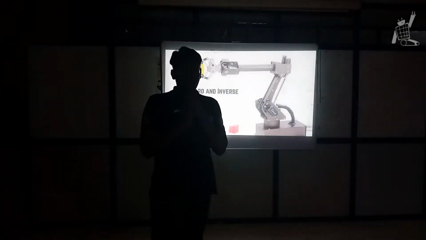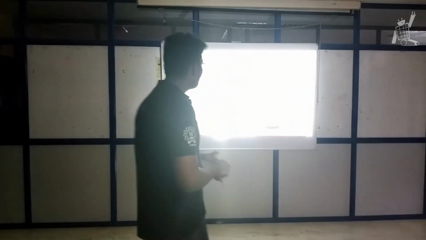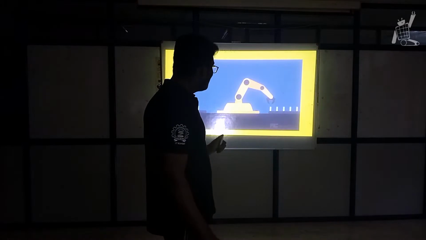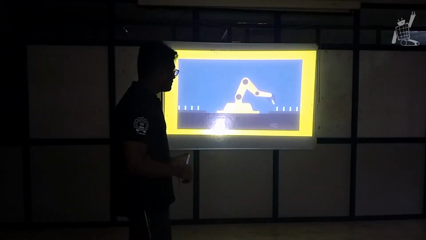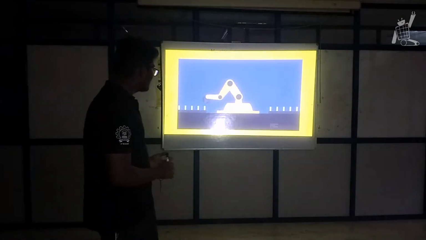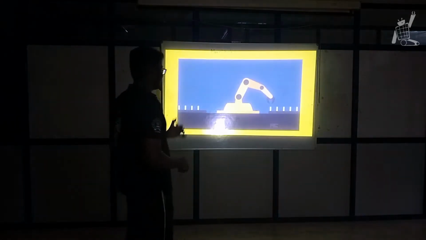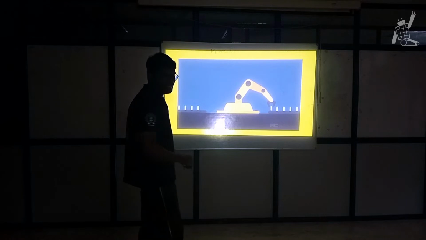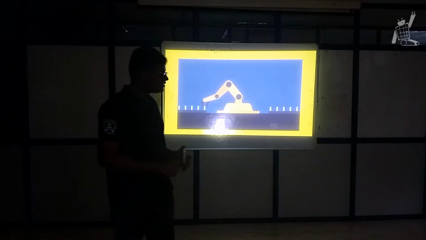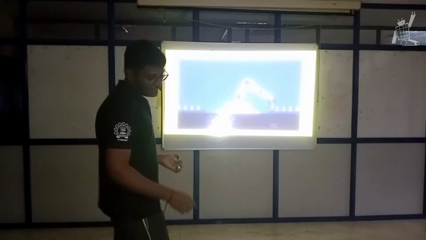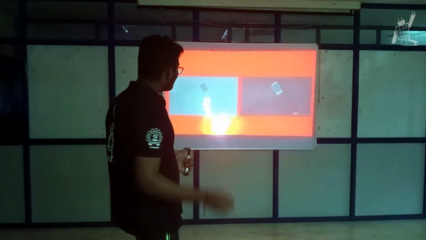Good afternoon. Today we are going to see forward and inverse kinematics for a robot. So these are some practical applications where you can see forward and inverse kinematics. Here you can see a manipulator picking an object from there and placing it here. Doing these things requires a lot of math. There's math behind it.